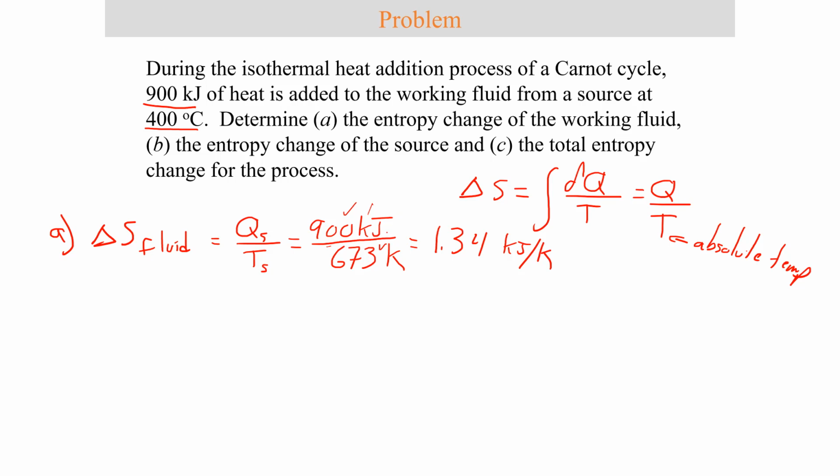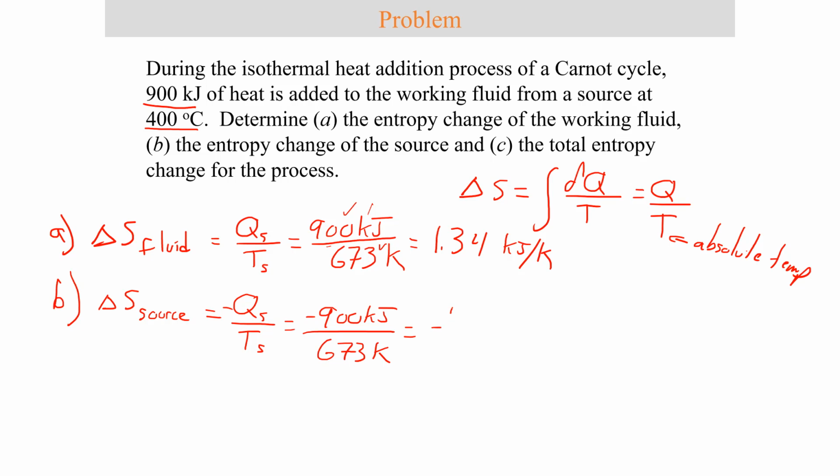by taking the amount of heat that the working fluid absorbed divided by the temperature of the source from which it came. Then part B is asking, well, what's the change in entropy of the source? Well, that would be the heat leaving the source, which is negative Q, over the temperature of the source. So we get 900 kilojoules worth of heat that the source gave up, divided by the temperature of the source, which is 673 Kelvin. So the source lost 1.34 kilojoules per Kelvin worth of entropy.